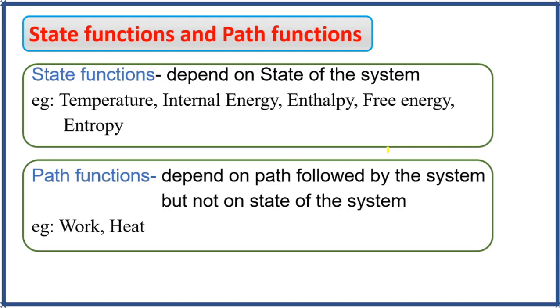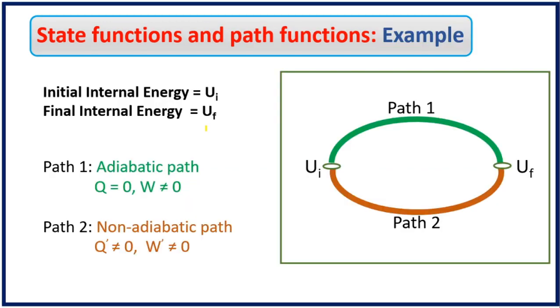the system. Whereas some of the parameters like work and heat do not depend on the state of the system, but they depend only on the path followed by the system. So whenever the path changes, the value of this work and heat will change. Whereas state functions depend only on the state of the system but not on the path followed by the system. This can be explained here with the help of an example.